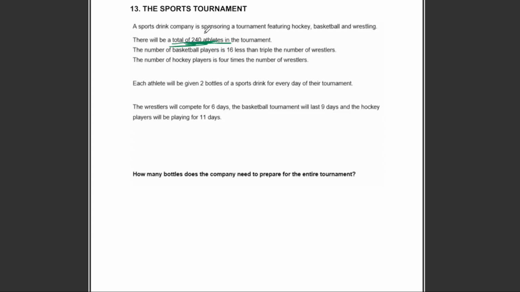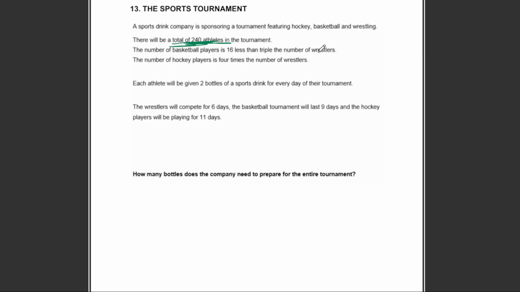Now, the number of basketball players is 16 less than. What does that mean? Once again, it's not 16 minus, okay? I can't say this enough. It's not 16 minus something. It's something minus 16. We're taking 16 away from something. What are we subtracting 16 from? We're taking 16 away from triple the number of wrestlers. So we have to triple the number of wrestlers and then subtract 16.